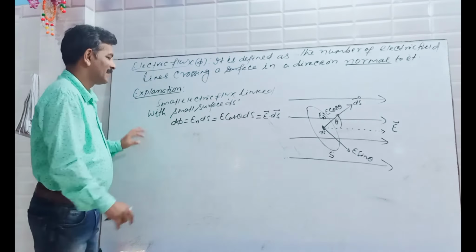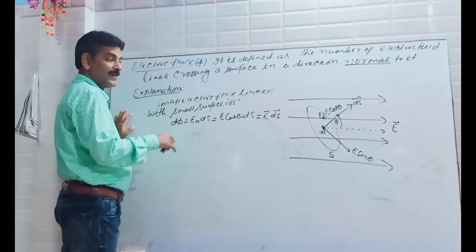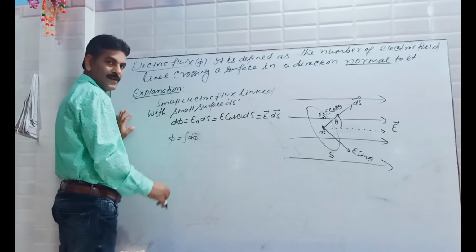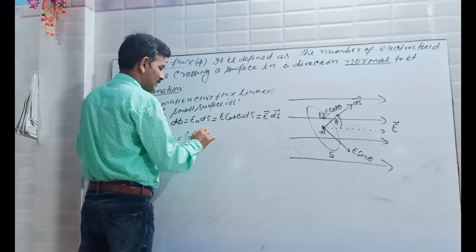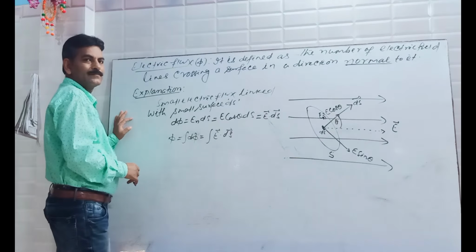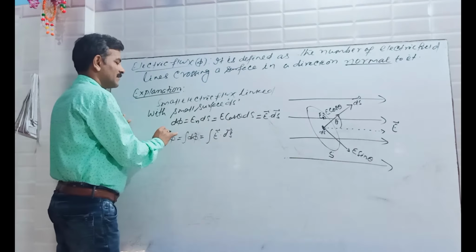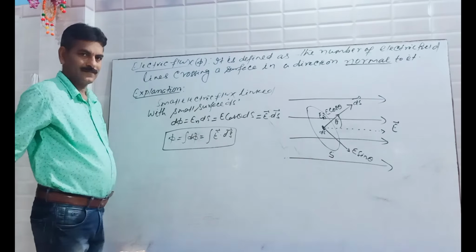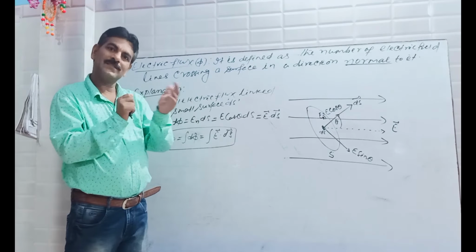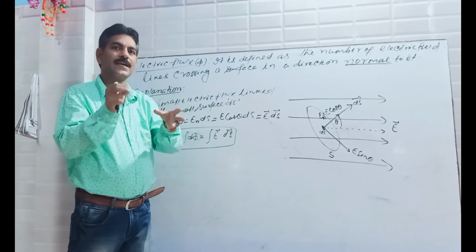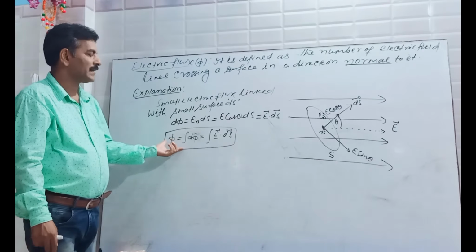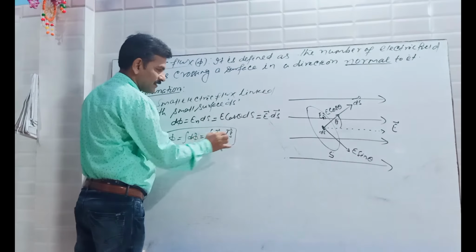Then what is the total electric flux linked with the surface? Phi is the integration over d phi. It will be the integration over E dot ds. So this is your expression for electric flux. But electric flux is E dot ds, the dot product of two vectors, which means it is a scalar. Flux is a scalar quantity. E dot ds is E ds cos theta. It is the total electric flux linked with the surface S.